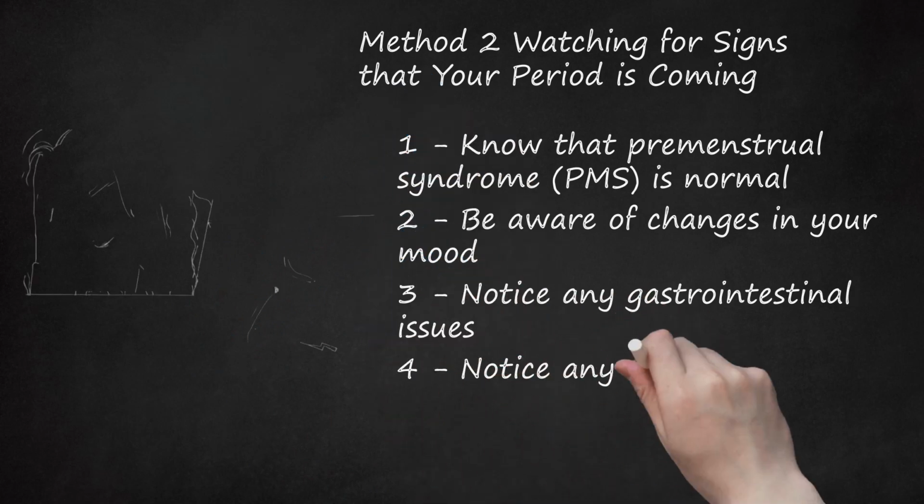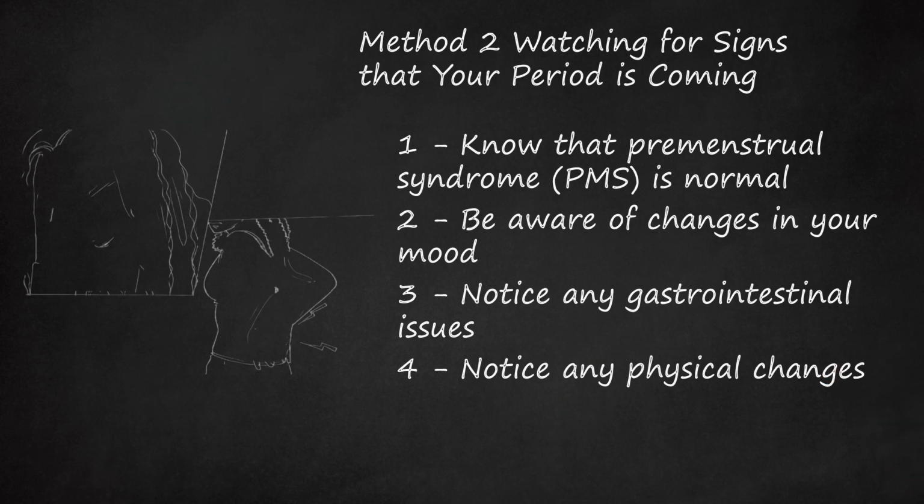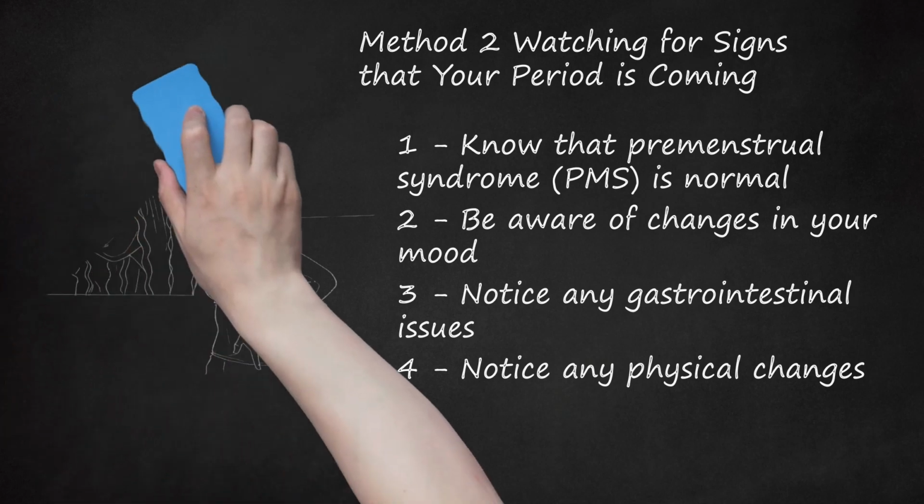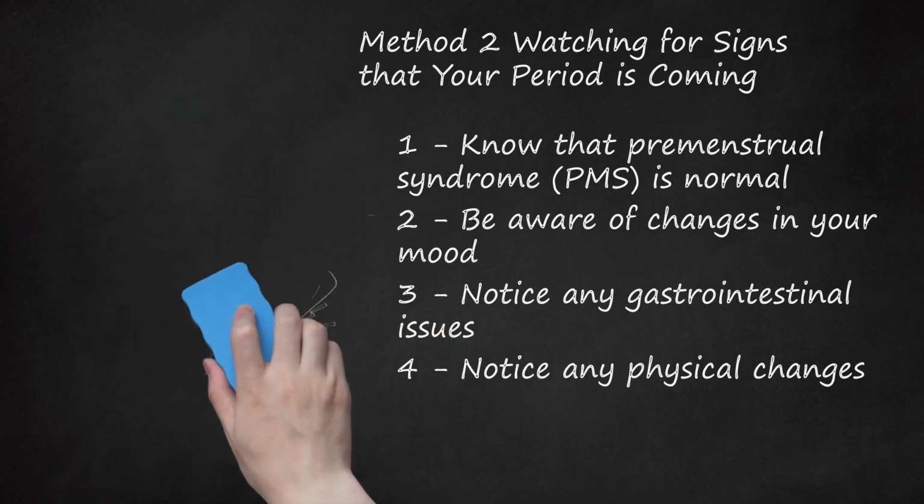4. Notice any physical changes. Breast tenderness, joint or muscle pain, and headaches are common symptoms. You can take over-the-counter pain medication such as ibuprofen, aspirin, or naproxen to relieve these symptoms. Acne is also a common physical symptom that your period is on the way.